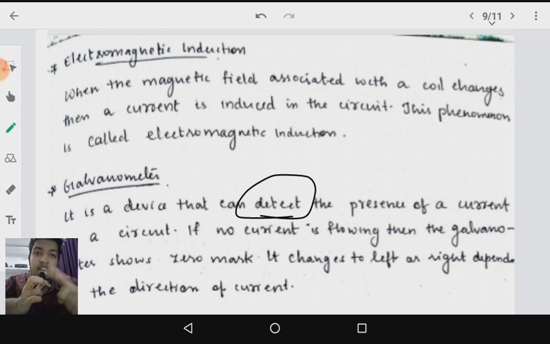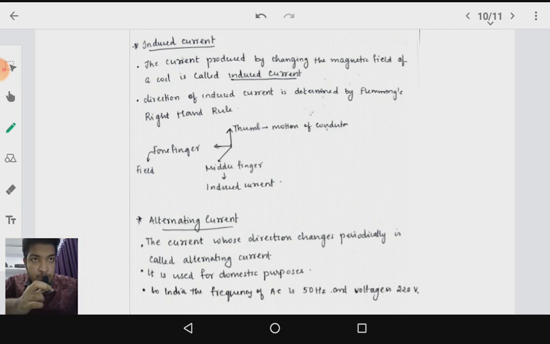It shows deflection according to the direction of current. And we also studied what is electromagnetic induction. When the magnetic field associated with the coil changes, then a current is induced in the circuit, and this phenomenon is known as electromagnetic induction. And the current that is produced due to electromagnetic induction, or by changing of the magnetic field of a coil, is called induced current, and the potential difference that is developed is known as induced voltage.